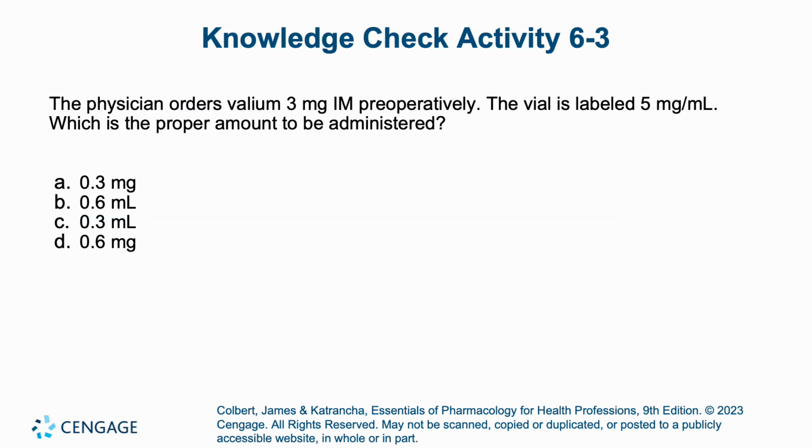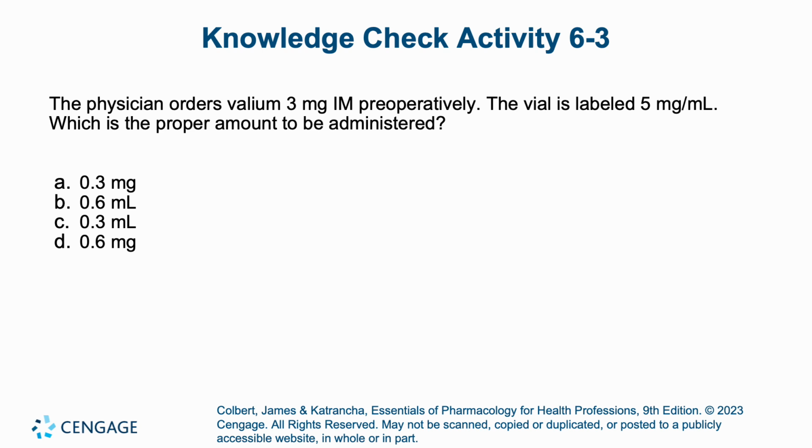Knowledge check. The physician orders Valium 3 milligrams IM, intramuscular, pre-operatively. The vial is labeled 5 milligrams per milliliter. Which is the proper amount to be administered? A, 0.3 milligrams, B, 0.6 milliliters, C, 0.3 milliliters, D, 0.6 milligrams.